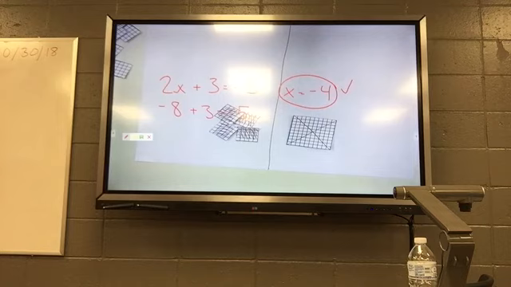Some of you are getting there. Some of you got it. 3x plus 4 equals negative 2. Negative 2. Good. Yeah, use your negatives and positives the right way. 3x negative 2. Yes. On the last one, why did you add negative 3?